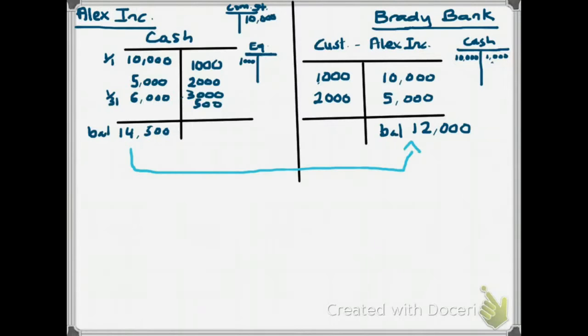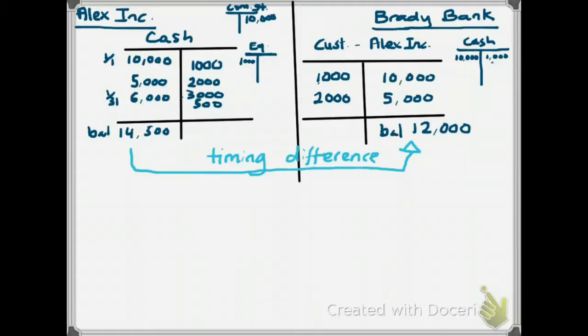Remember, the difference of these two are simply because of timing differences. Timing differences being we deposited the $6,000 at the end of the month in January, but it did not hit the bank until beginning of February. And that is what we mean by a timing difference. So let's do a bank reconciliation next.